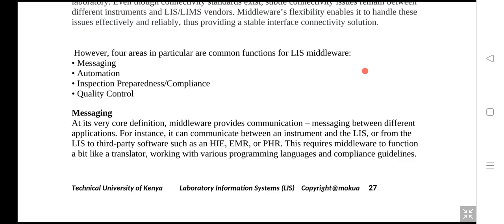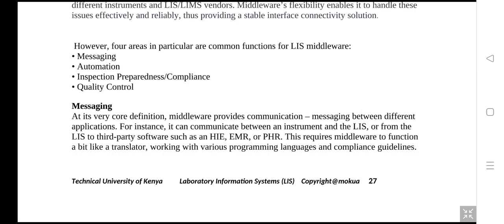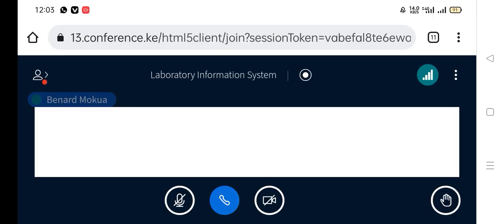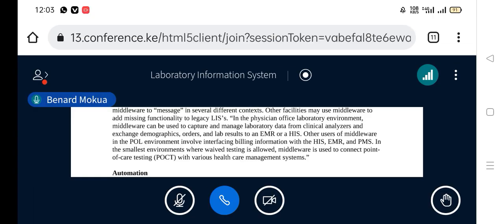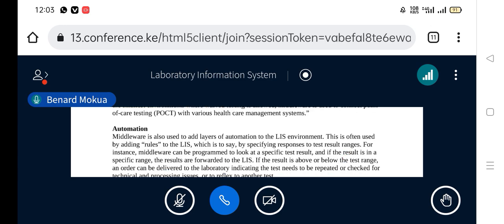The first is messaging. Messaging between different applications. For instance, it can communicate between the instrument and the LIS, or from the LIS to third-party software such as EMR, PHR, and so on. The other one is automation. We also need to add layers of automation to the LIS environment.